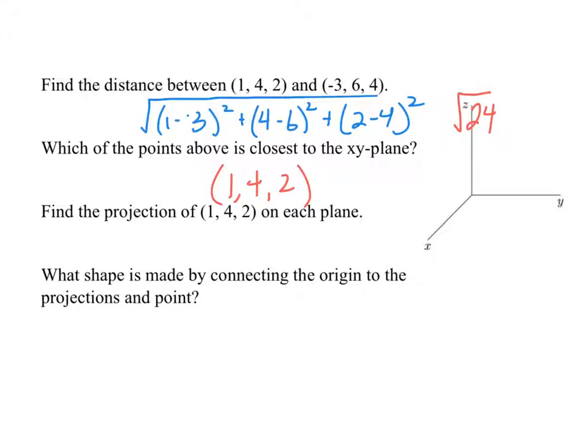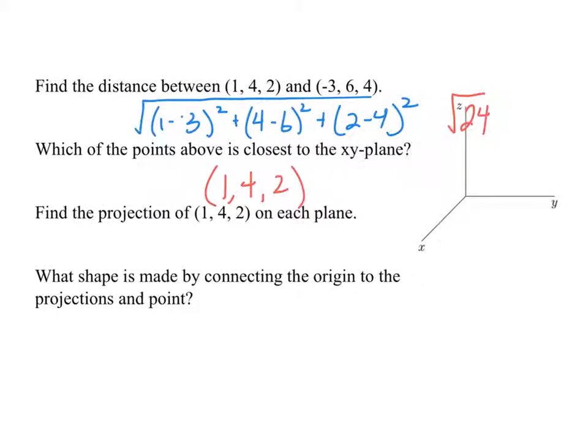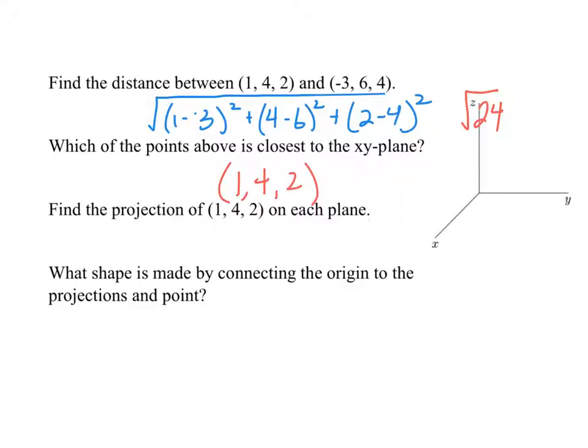Now, the next thing is the idea of projections. A projection is like saying, what if I just dropped the point or slid the point over to each plane? So let me quickly do a sketch as rough as it will be. I've got over 1, 4, and up 2. So let's say the point is somewhere in here. Okay, so we've got 3 projections. We've got a projection on the xy plane, a projection on the yz plane, and a projection on the xz plane.